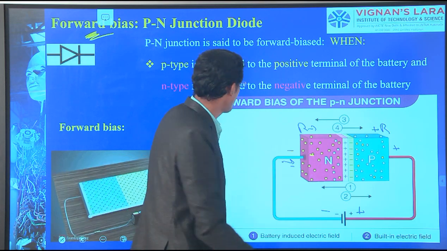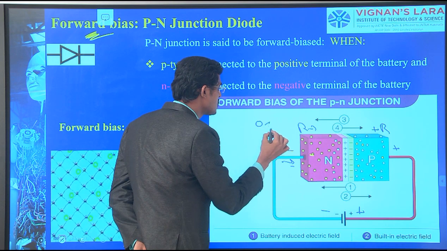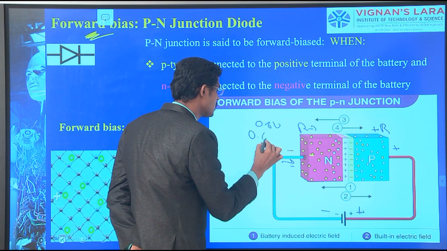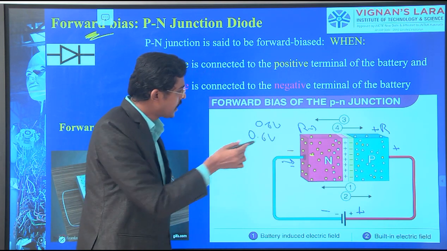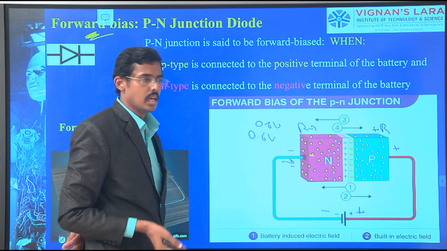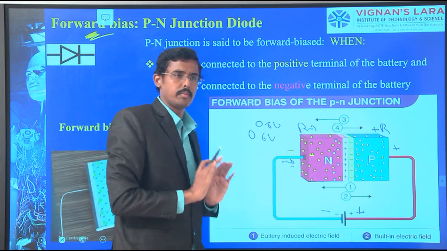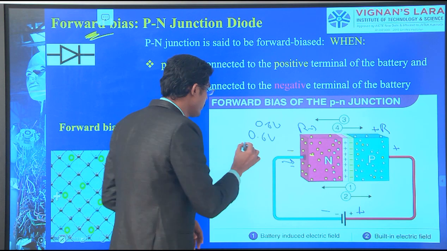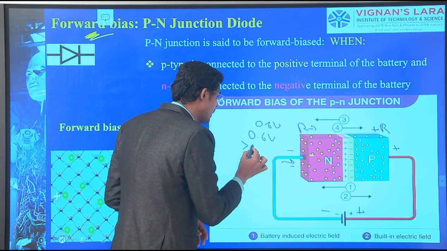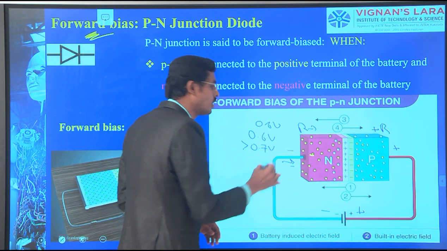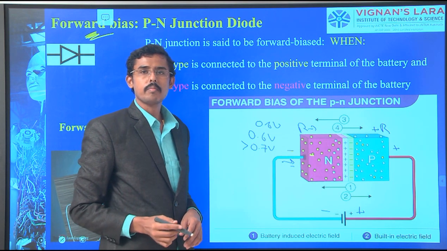If you are applying, for example, 0.6 volt, it won't break the depletion zone. I am giving more voltage. I am giving applied voltage more. Instead of 0.6, I am giving greater than 0.7 volt. Okay. So what happens here?